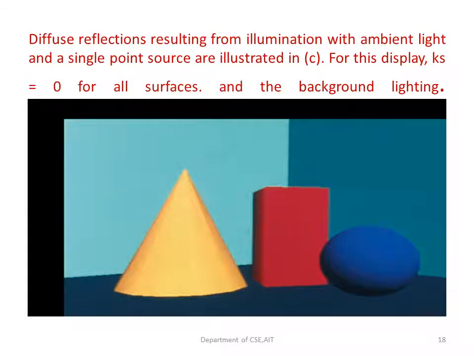so this is the picture for a diffuse reflection. The diffuse reflection is a combination of one light and then we will be having the ambient also. So the ambient light and a single point source will give rise to the diffuse. In this one, we can see that Ks is nothing but the specular coefficient. That value is equal to 0 for all the surfaces and for the background lighting. So this is how a diffuse reflection will be seen for the previous picture.